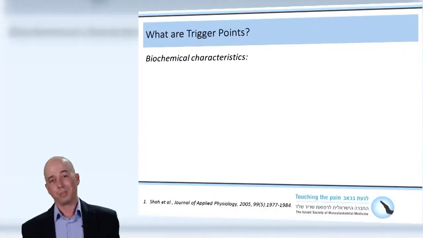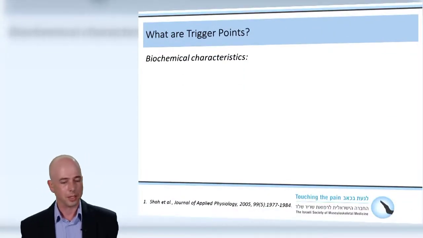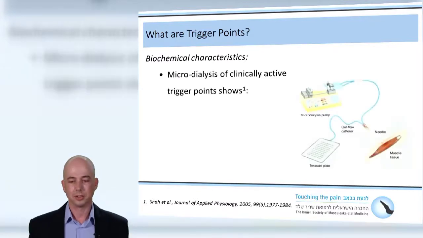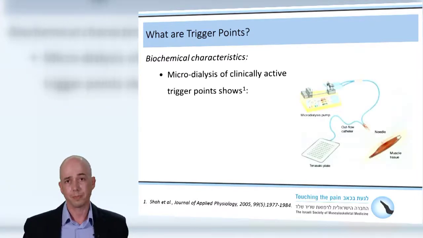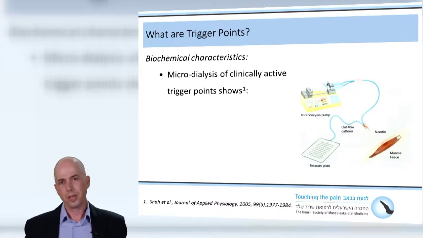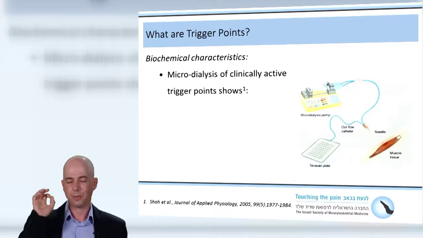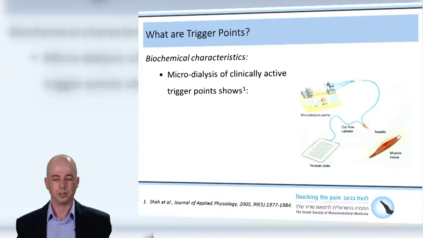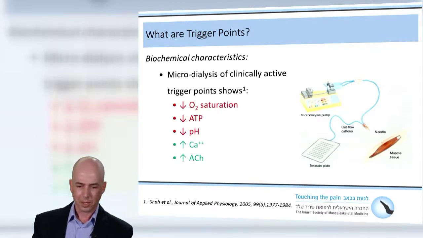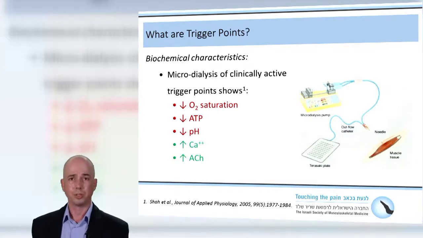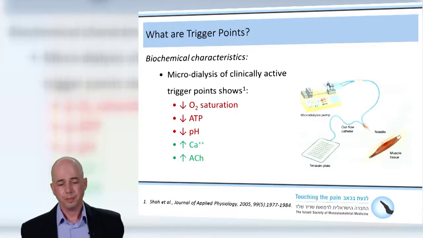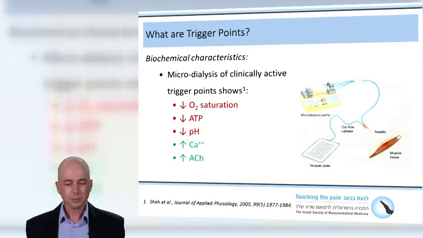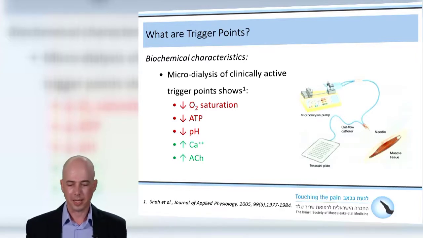And what's maybe the most interesting characteristic is the biochemical characteristics. This is based on work done by Shah and colleagues. They used microdialysis, which is a very fine needle put into the milieu of trigger points. And they were able to analyze the surroundings of this trigger point, which shows basically a hypoxic surrounding, poor in ATP and acidic, and rich in calcium ions and in acetylcholine.